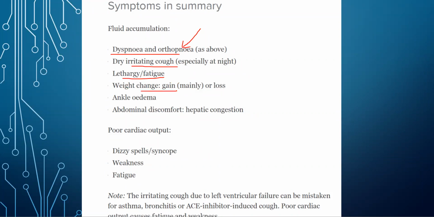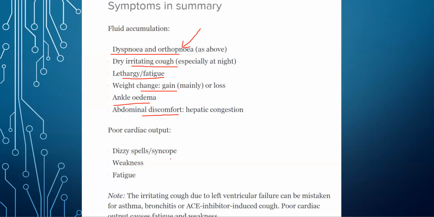Most of the time, they will gain weight because of fluid accumulation. There will be pitting edema in the ankle. And sometimes patient can come to you with abdominal discomfort because of hepatic congestion. Patient with right heart failure can have hepatomegaly, which is tender. So tender hepatomegaly is one of the features of right heart failure.